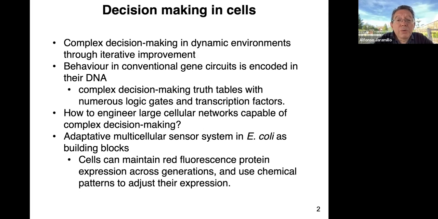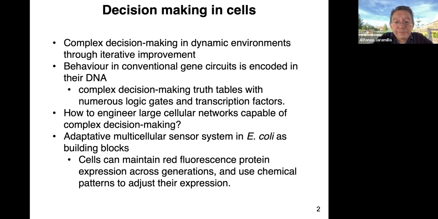So how are we going to do this decision making? We are going to engineer a multicellular sensor system that's going to make E. coli adapt to chemical patterns. We are going to have a population of E. coli cells, and they will change their behavior according to a chemical pattern.